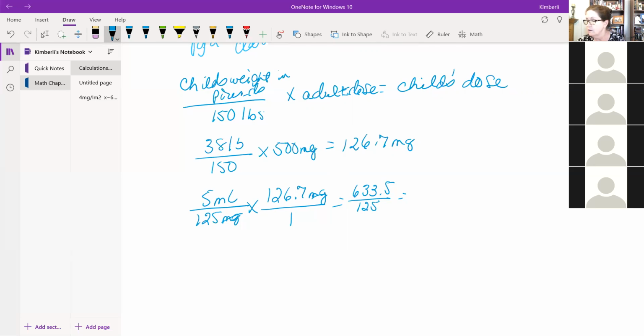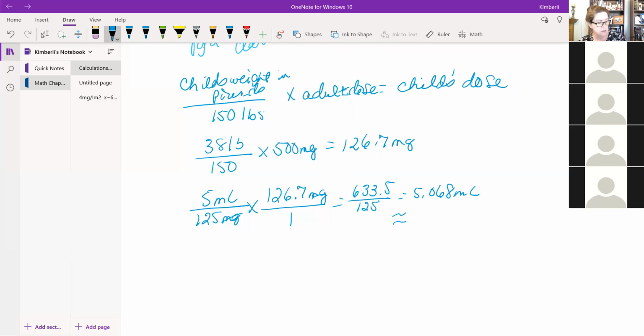And that gives me 5.068 milliliters. Okay, this dose should be rounded to 5 milliliters, which is a measurable amount. And this is already an approximation due to the use of Clark's rule.